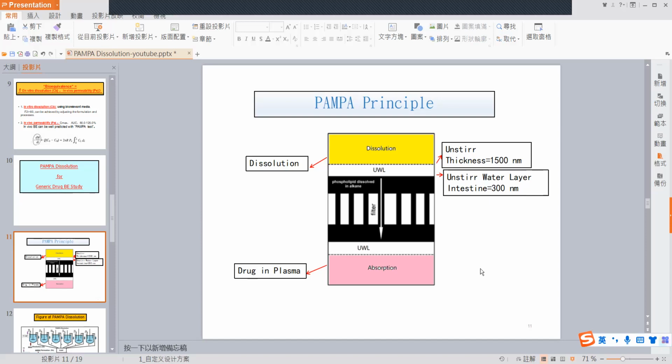So till now we understand this IVIVC model, and we understand these PAMPA principles.